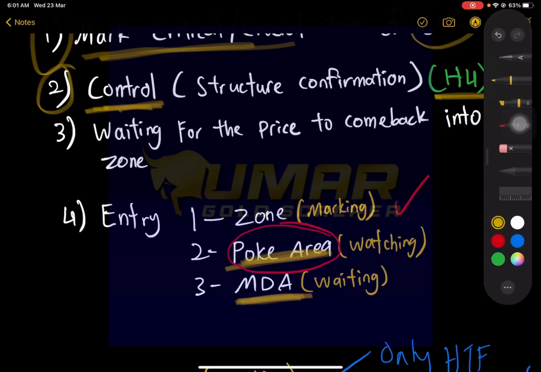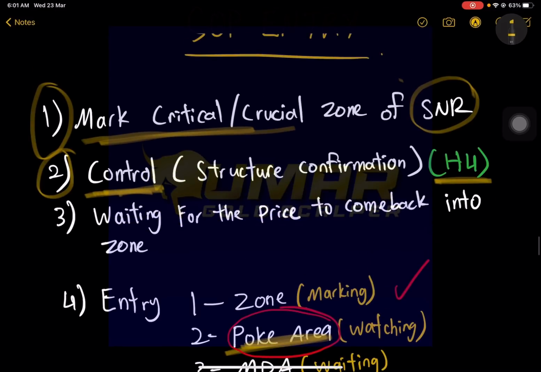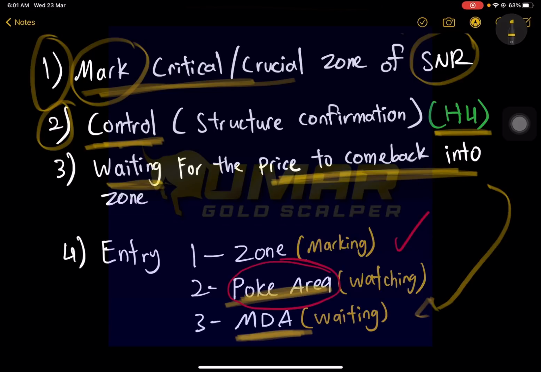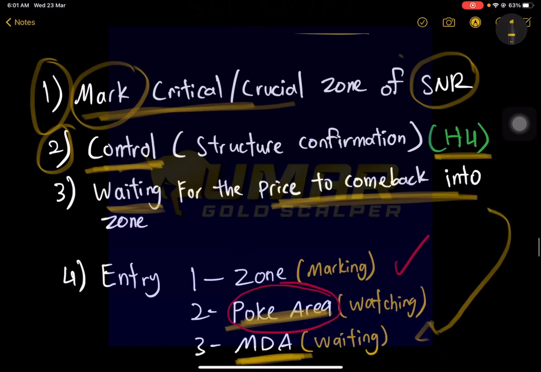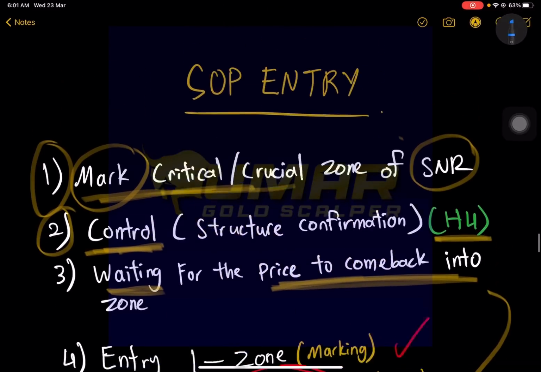Alright, so we will recap. We will make a recap here. So the first one is marking the zone, the SNR zone, and watching the structure confirmation and waiting for the price to come back into the zone. So that means the MDA. Alright, and the last important thing, the most important thing, is the first one.